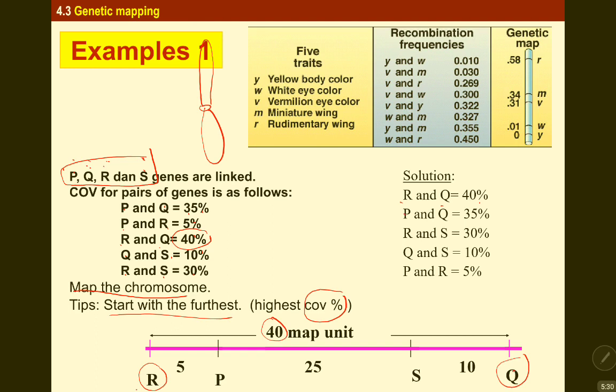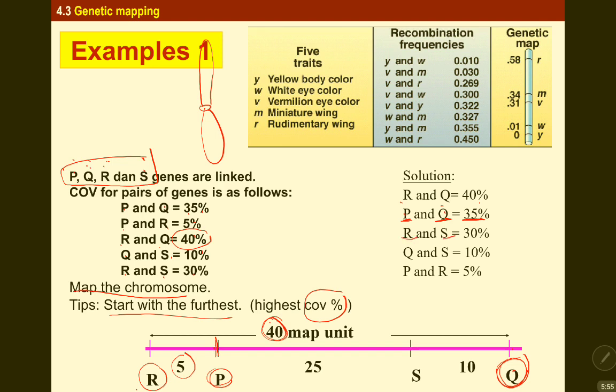Second one is P and Q, 35%. So P to Q is 35. So your Q is already located here, means your P will be here, which is 35 away. Okay, just now already 40. So 40 minus 35 means here is 5.